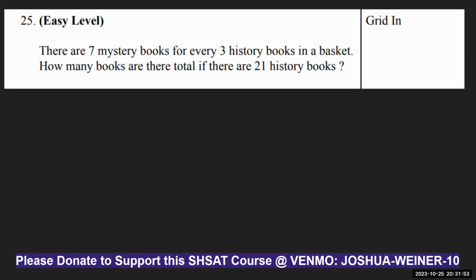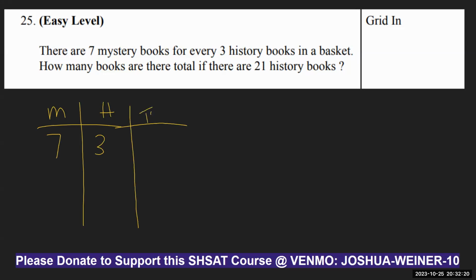There are 7 mystery books and 3 history books in a basket. How many books are there total if there's 21 history books? So here we can use what we were talking about earlier. If you want to organize, you can do M for mystery, H for history. The fact that was given was that there were 7 mystery books for every 3 history books. But we need to make a new column for the total.